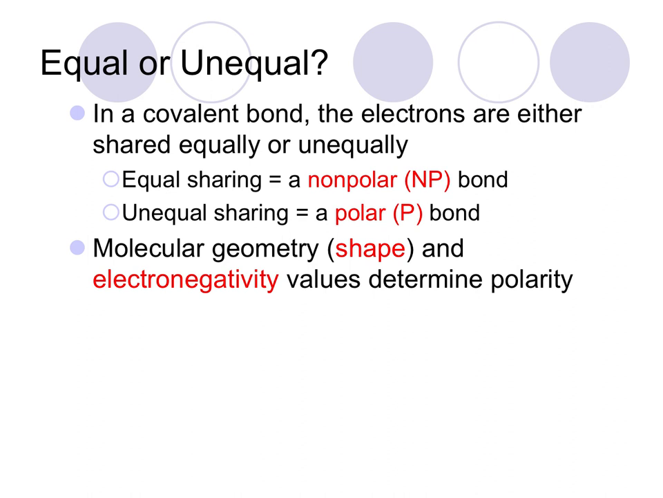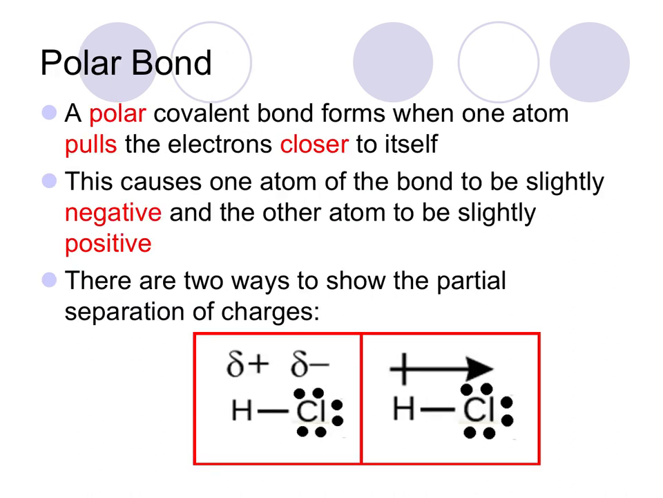We know that electrons are shared in a covalent bond, and they can either be shared equally, and that gives us a nonpolar bond, or they are unequal, and that is a polar bond. And we're going to see a lot of important things about those polar bonds. Shape and electronegativity is what helps us determine polarity.